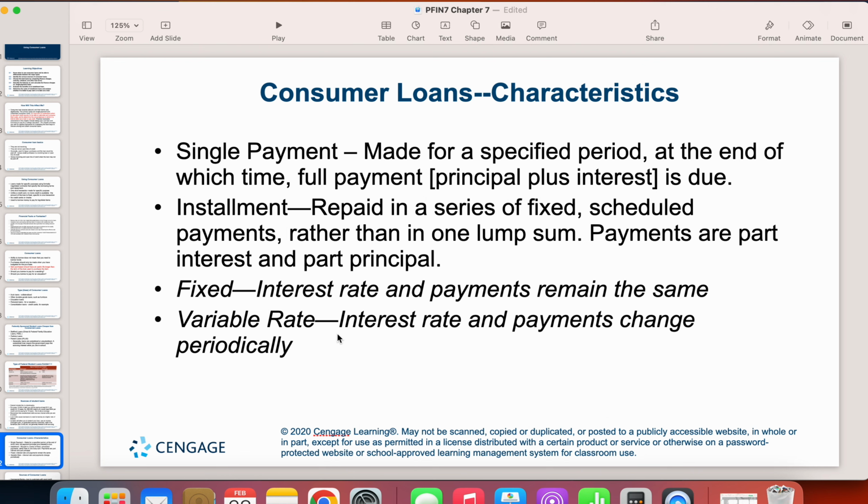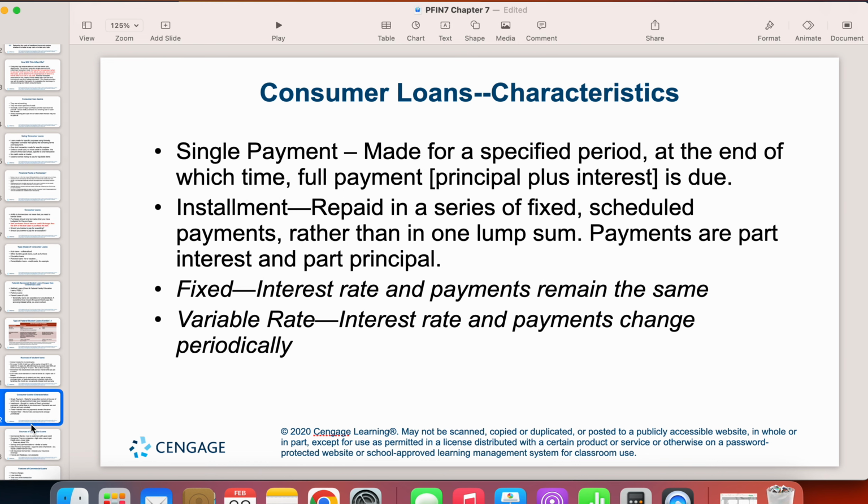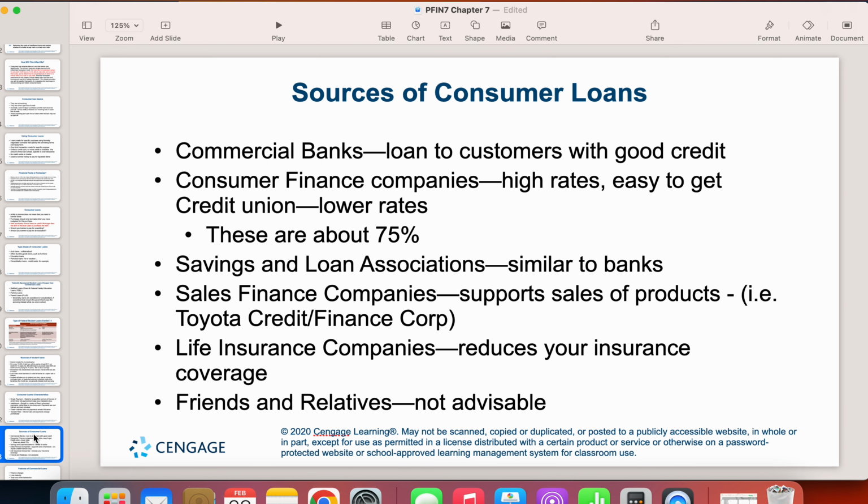If they're fixed, the interest rate and payments will remain the same over the life of the loan, versus a variable interest rate, which is a little more risky to the consumer. It benefits the lenders, and those interest rates will fluctuate with changes in the interest rate environment. So if the federal funds rate, which is our base rate in the United States economy, increases, the variable rate on your installment loan will also increase.